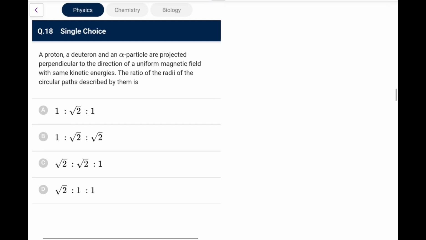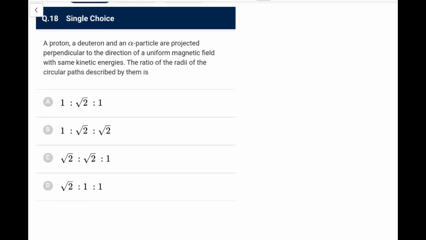Next one. A proton, a deuteron and an alpha particle are projected normal to the direction of a uniform magnetic field with the same kinetic energy. The ratio of the radii is, so they are projected in the perpendicular direction with the same kinetic energy. So R, you know, is mv, you write as root 2mK by qB. So if kinetic energy is same, R is proportional to root m by q.